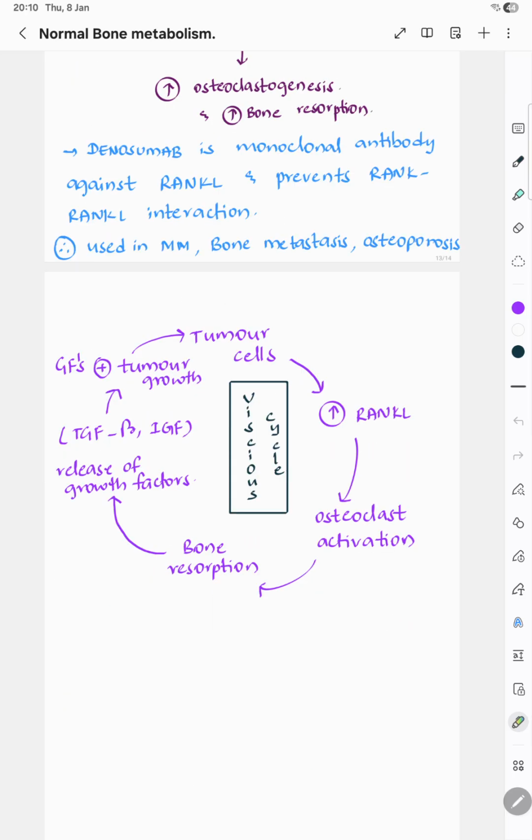Vicious cycle of tumors. Tumor cells have increased expression of RANKL, therefore there will be increased osteoclast activation. It leads to bone resorption, and in bone resorption there will be release of growth factors. Those are TGF beta and IGF, and these growth factors stimulate tumor growth, and further the tumor growth causes increased expression of RANKL and further osteoclast activation. This is the vicious cycle of tumors.